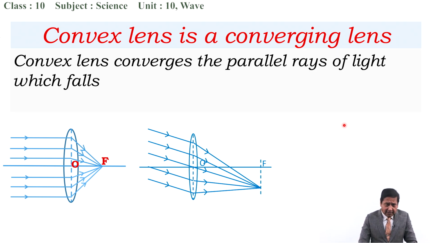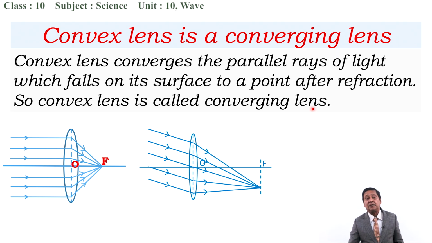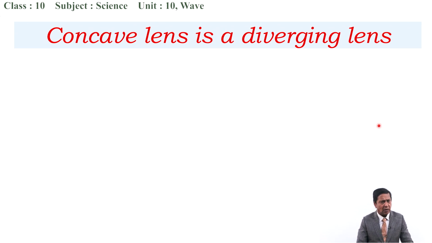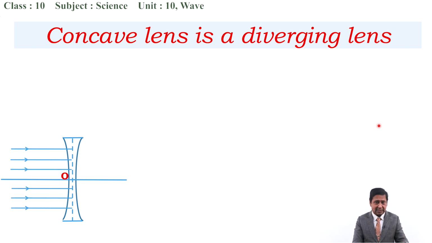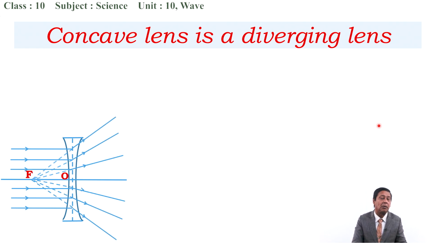Now, let's talk about the same. A convex lens converges the parallel rays of light which fall on its surface to a point after refraction. So, the convex lens is called a converging lens. What about the concave lens? The concave lens is called a diverging lens. Why is this tag of diverging lens given to the concave lens? The reason is this. Look, this is a concave lens, the optical center is there. If the rays of light are coming parallel to the principal axis, after refraction, what happens? They disperse and they appear to be coming from a point.